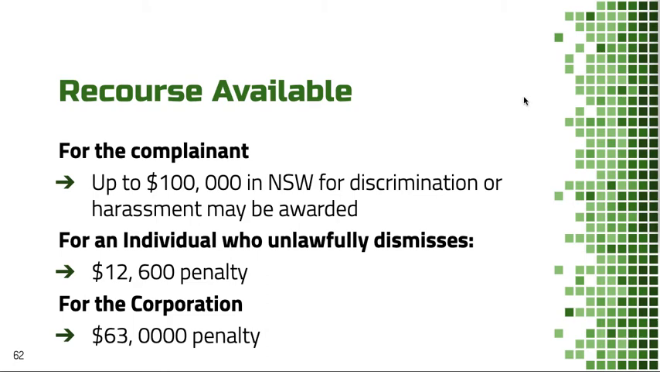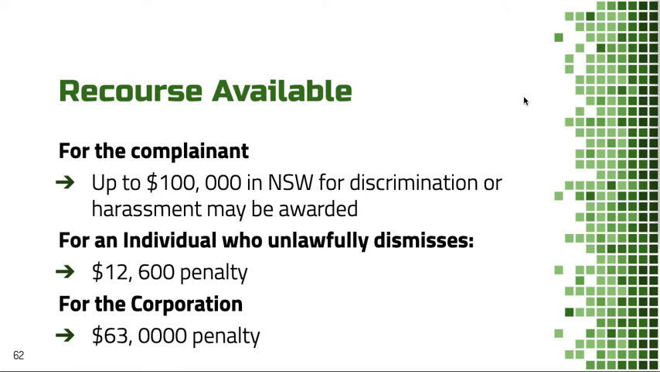Now, what about if you felt there should be financial penalties for some of the things that have happened? Well, this is where we talk about recourse and the recourse that is available to people. If you have made a complaint to the New South Wales Civil and Administrative Tribunal that you've been discriminated against at work, and you are successful in that, you may be awarded up to $100,000 in damages. That's the maximum in New South Wales that you can be awarded.